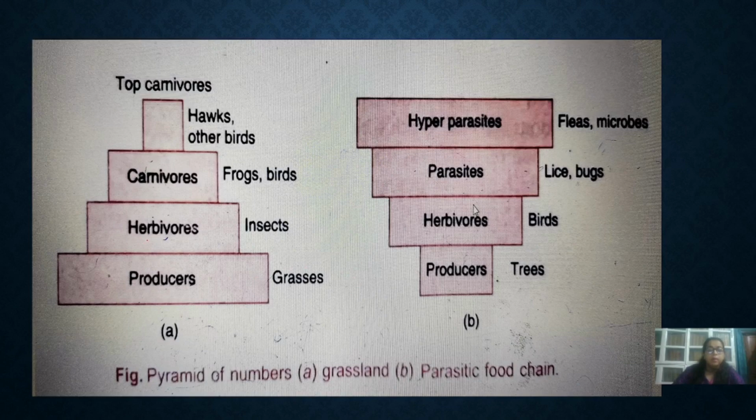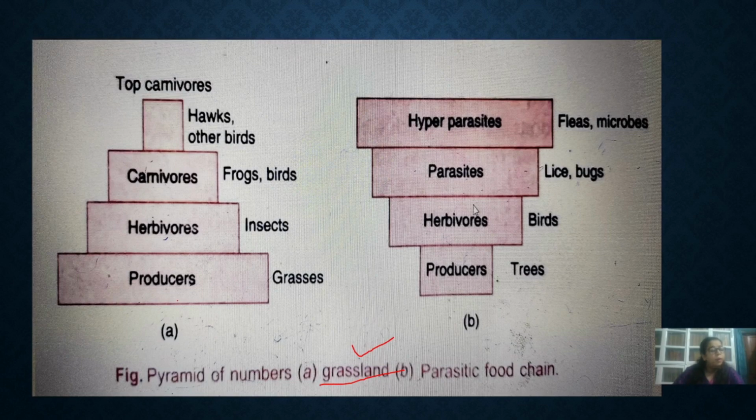So the producers are the grasses. The second one is the herbivores, that is the insects, and carnivores, that is the frog and the bird. And the top carnivores are the hawks and other birds. So what is this? This is known as the pyramid of number of the grassland ecosystem, where the number of producers in the grassland ecosystem is more.